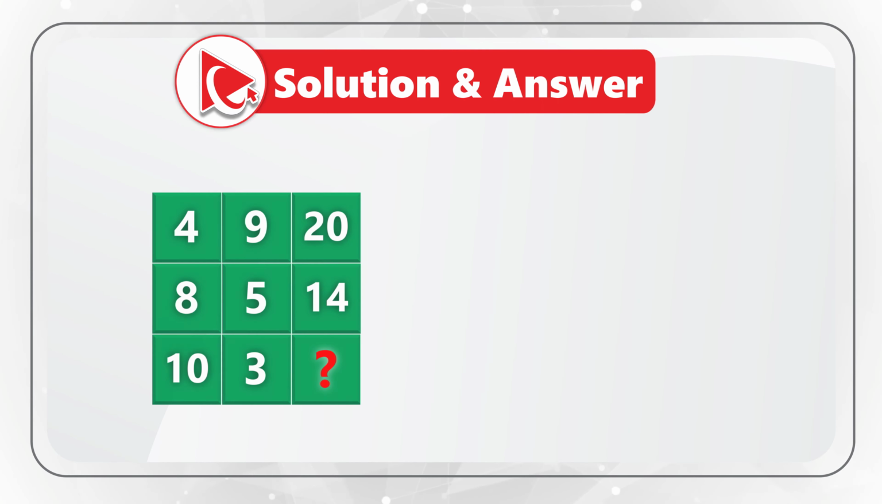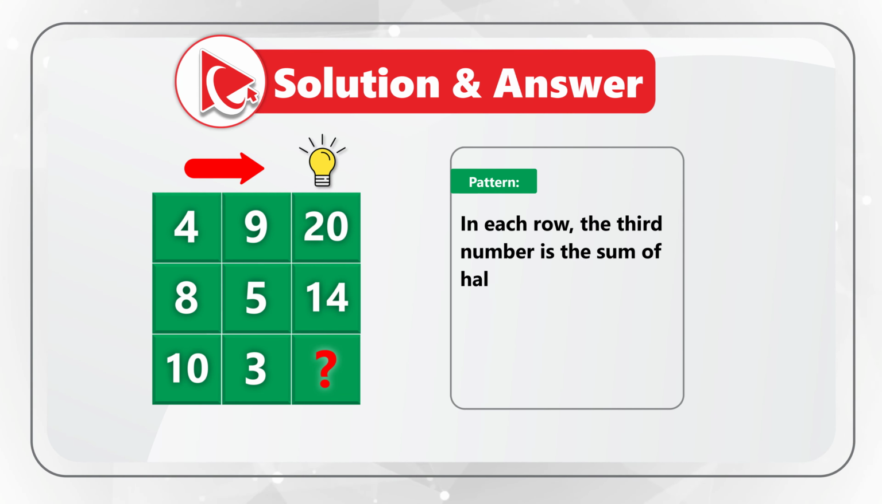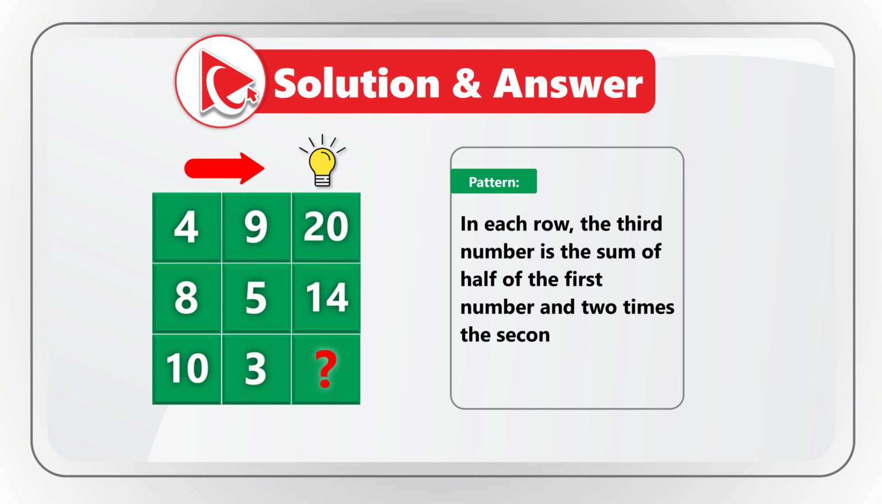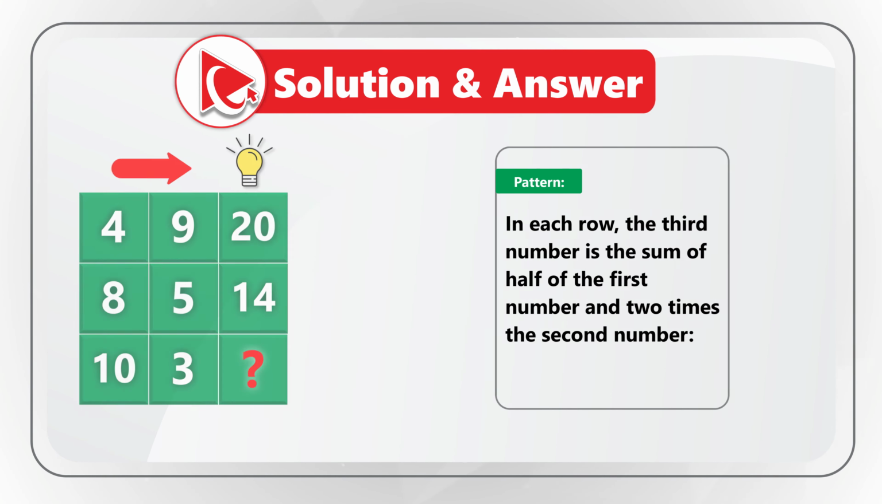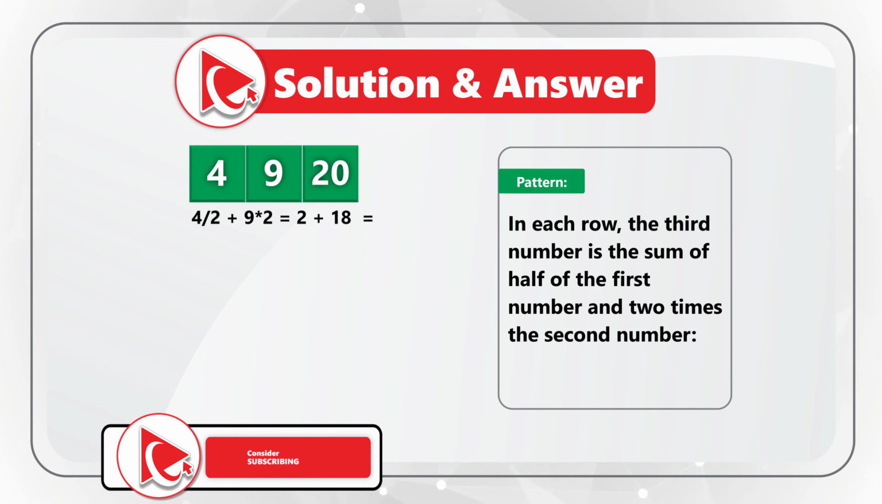And the pattern here is that the manipulation with the left and the middle number calculate the right column's number. Basically, in each row, the third number is the sum of half of the first number and 2 times the second number. Let's look at the specific calculations. The first row has numbers 4, 9, and 20. 4 divided by 2 plus 9 multiplied by 2 equals 2 plus 18 and equals 20, which is exactly the number in the third column.